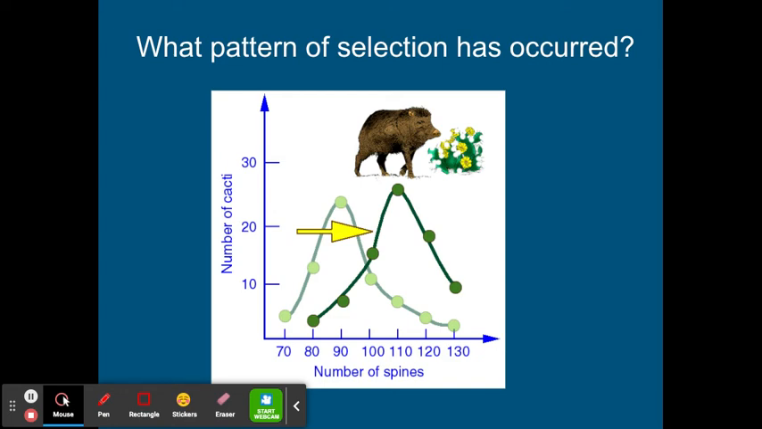Now we're taking a look at the number of cacti and the number of spines. And this is a collared peccary. It is a smaller pig that lives in the deserts of Texas, New Mexico, in the southwest United States.